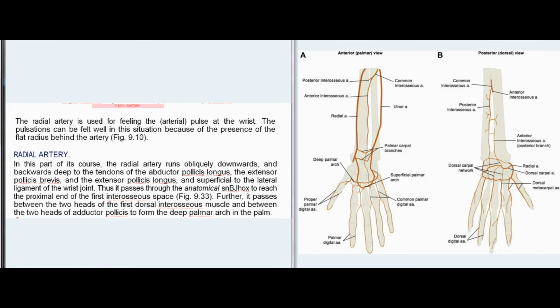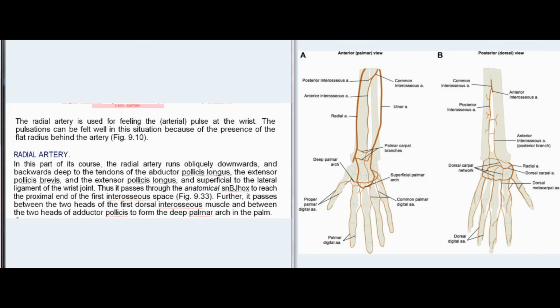Radial artery. In this part of its course, the radial artery runs obliquely downwards and backwards deep to the tendons of the abductor pollicis longus, the extensor pollicis brevis, and the extensor pollicis longus, and superficial to the lateral ligament of the wrist joint. Thus it passes through the anatomical snuffbox to reach the proximal end of the first interosseous space, Fig 9.33.